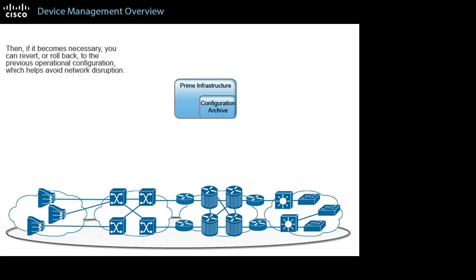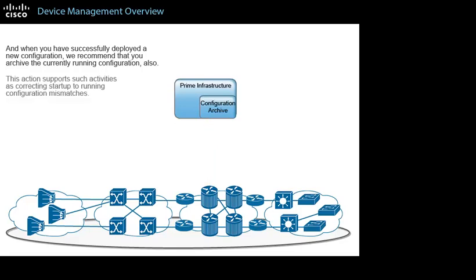Then, if it becomes necessary, you can revert or roll back to the previous operational configuration, which helps avoid network disruption. And when you have successfully deployed a new configuration, we recommend that you archive the currently running configuration also. This action supports such activities as correcting startup to running configuration mismatches. We'll discuss configuration mismatches in more detail later in this video.